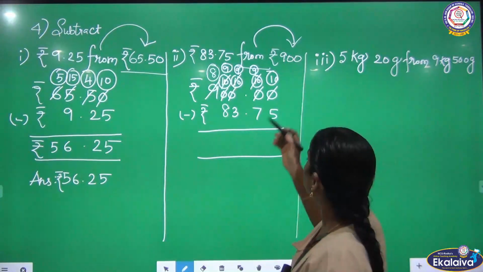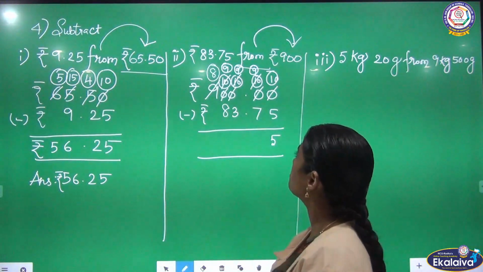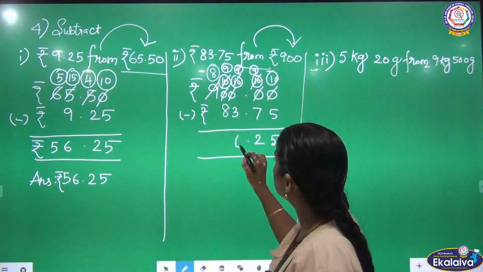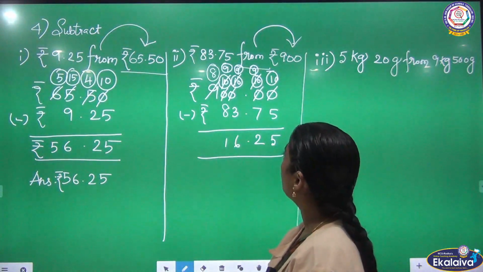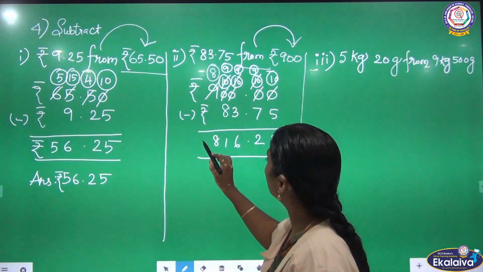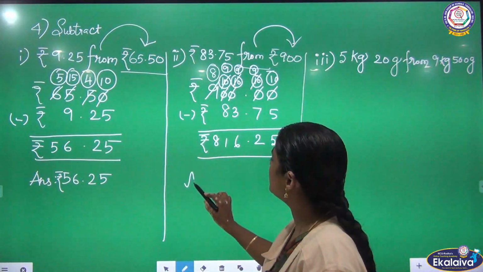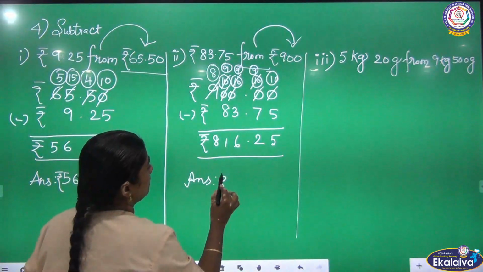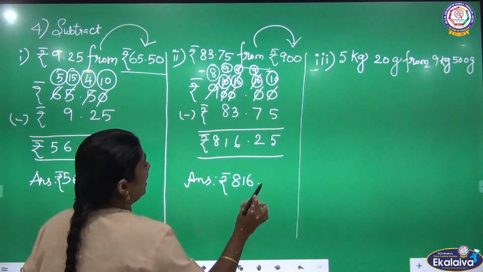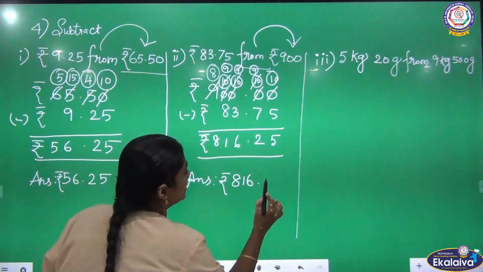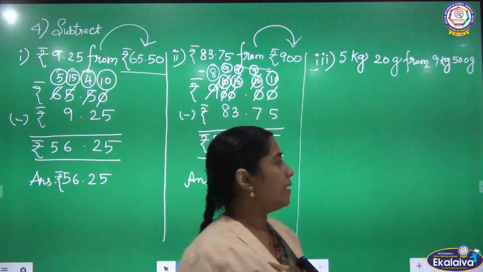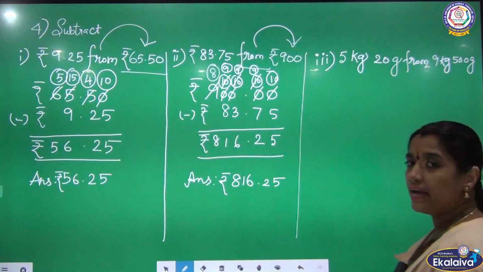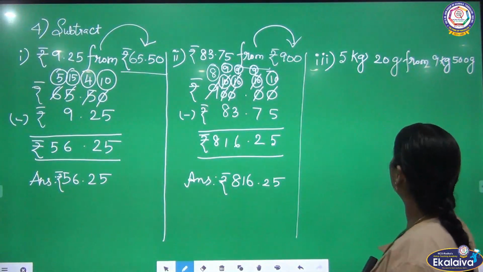Got it? Now listen, 10 minus 5 is what? 5. Okay. 9 minus 7 is what? 2. 9 minus 3 is 6. 9 minus 8 is 1. And drag that 8 down. So my answer is, what is my answer? 816 rupees 25 paise. Is it clear, children? Shall I move on to this?